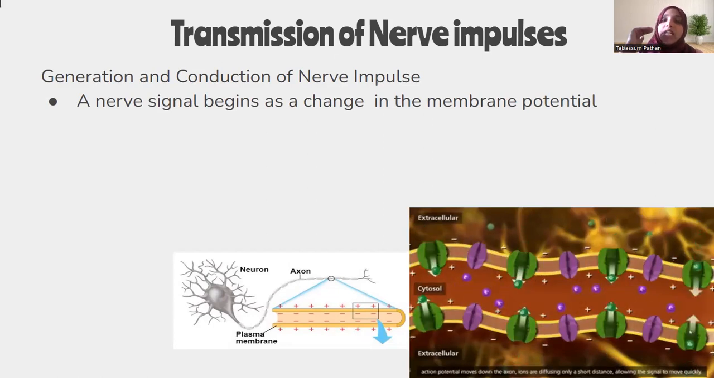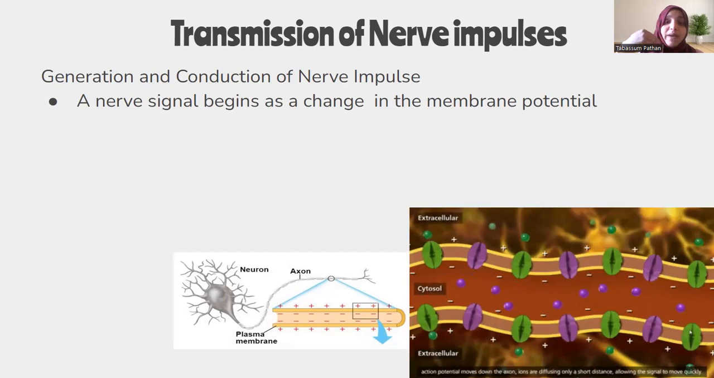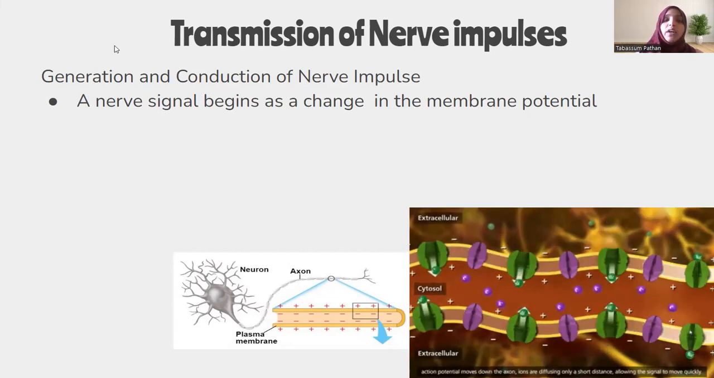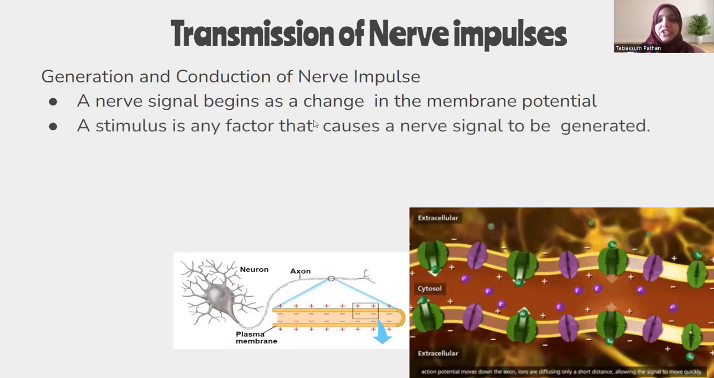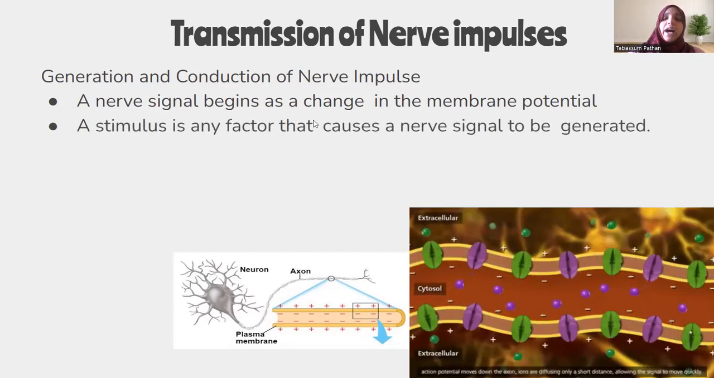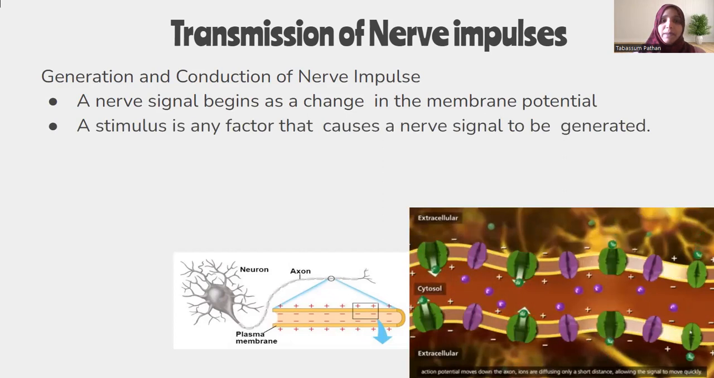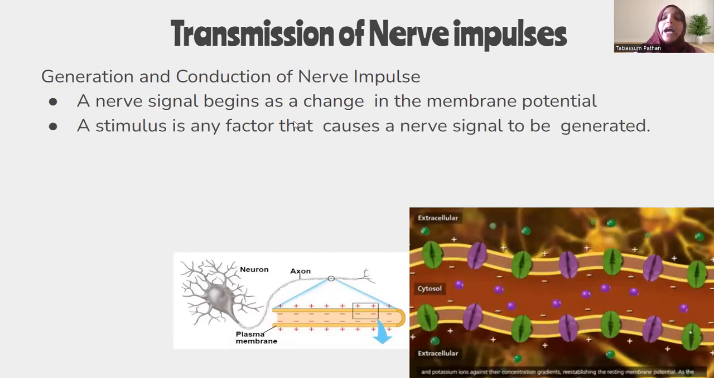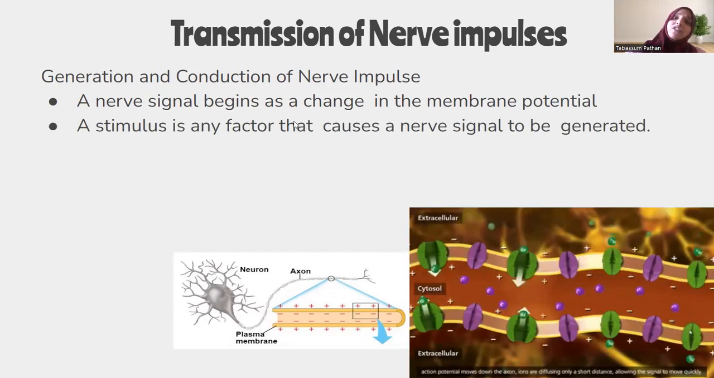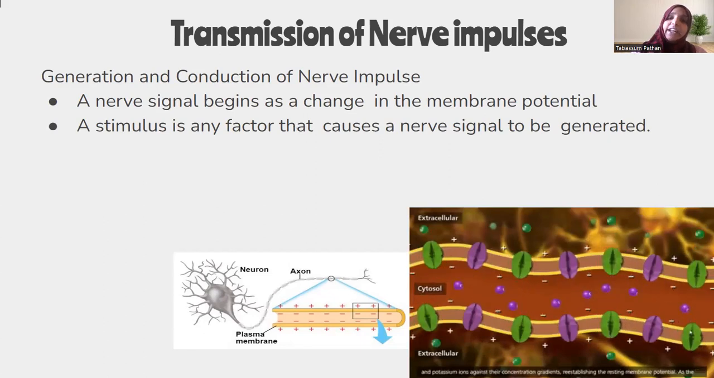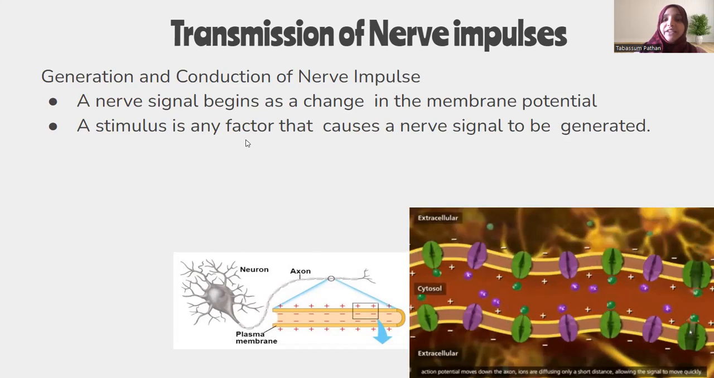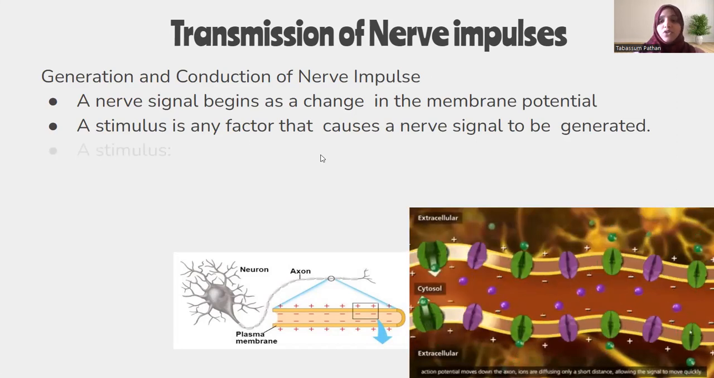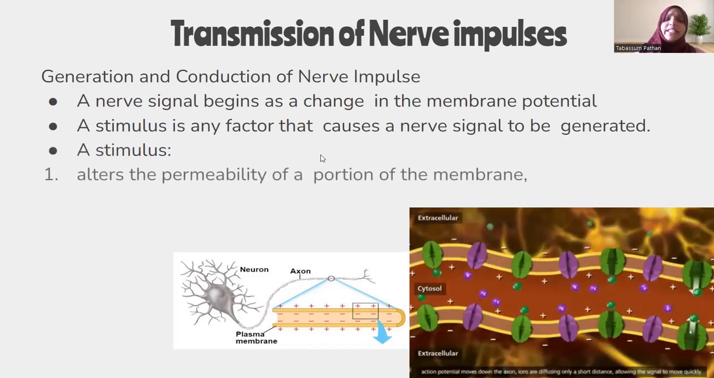Inside is negative because there is less sodium ion inside and more potassium ion inside. So the nerve signal will begin as soon as there is a change in this potential, as soon as the ions move across the membrane. This will be caused by any stimulus, any information or signal coming in. A stimulus is any factor that causes this nerve impulse to be generated. The stimulus can be anything.